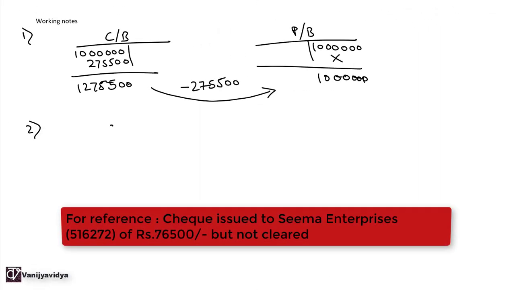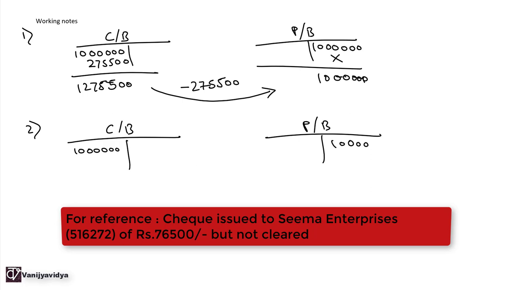We have cash book and we have passbook. Let's assume the balance as 10 lakhs debit in cash book, 10 lakhs credit in passbook. Now this is check issued, so it will appear on the credit side of cash book, but it is not presented, so it won't appear in the passbook.